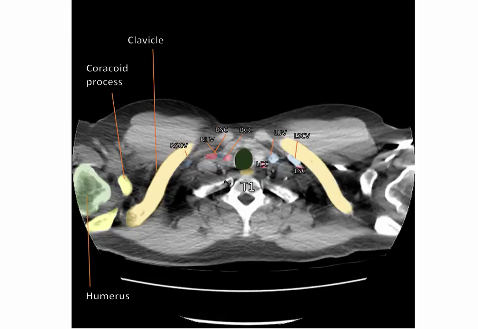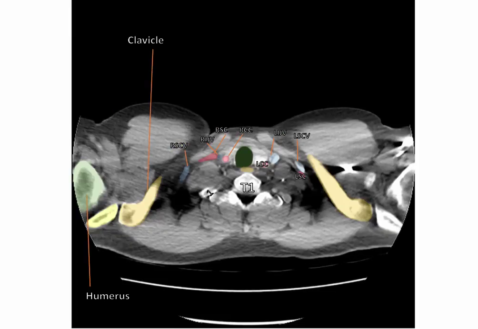As we proceed upwards, we can see the acromial end of the clavicle articulating with the acromion of the scapula here at the acromioclavicular joint. Also at this level, we can see the sternocleidomastoid muscles and the deeper strap muscles of the neck. We can also see the thyroid gland, which is anterior to the trachea, in purple.